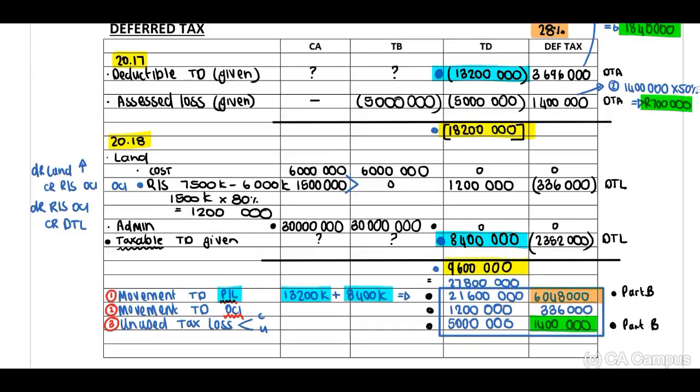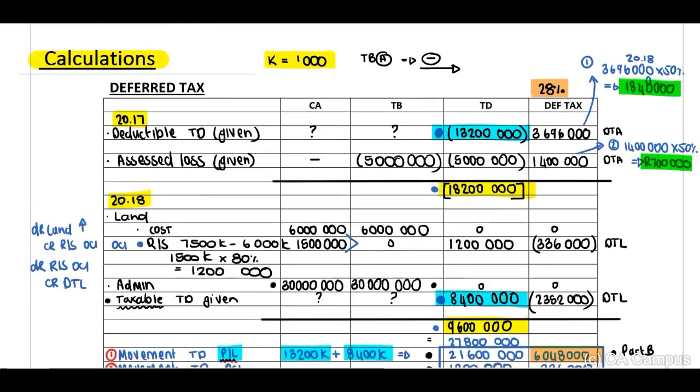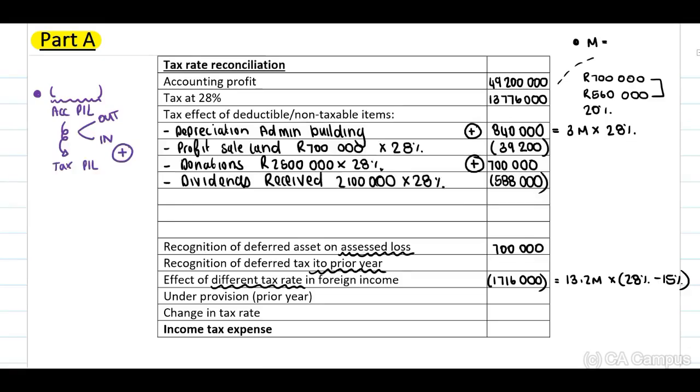Remember, when you look at the top right corner, we have calculated in calculation number 2, 700,000, calculation number 1. We are now busy transferring this to our tax rate recon. This is 700,000 and recognition of our deferred tax asset in terms of the prior year. This is 1,848,000. Now guys, why negatives?